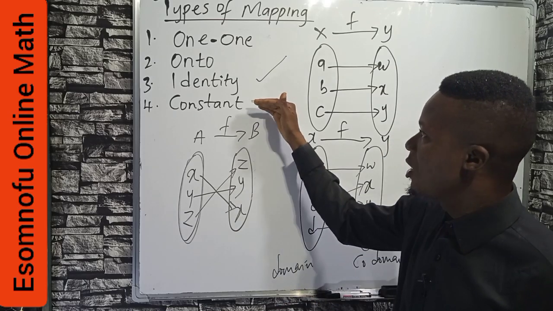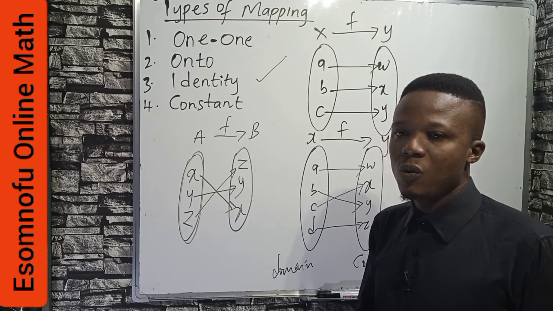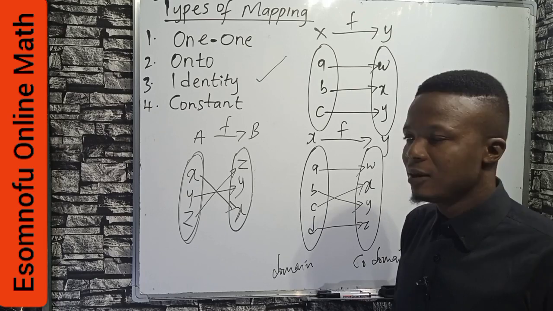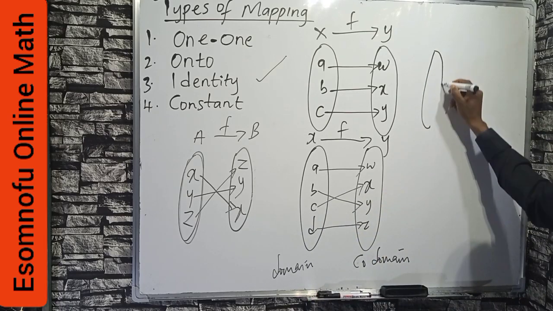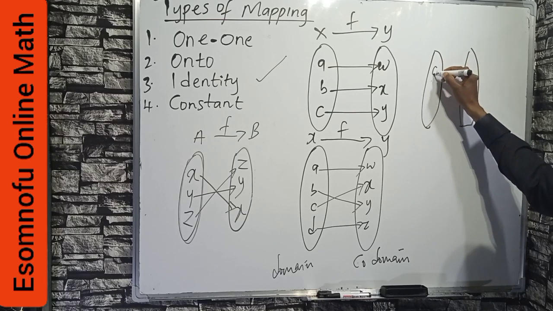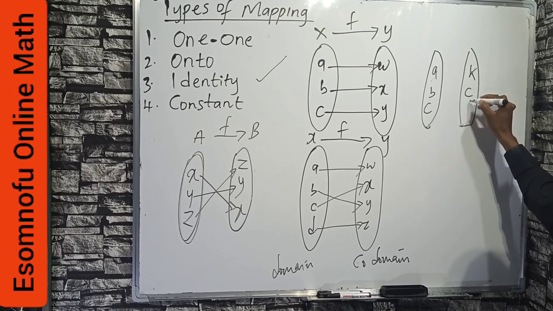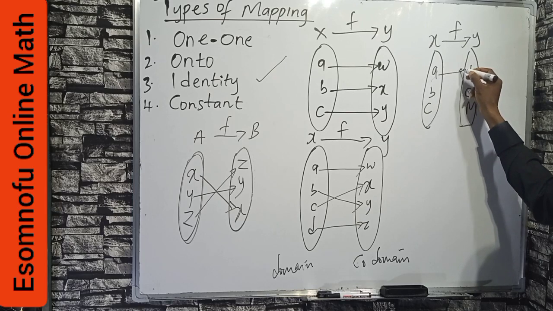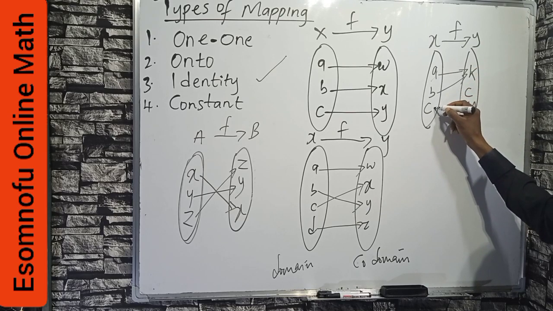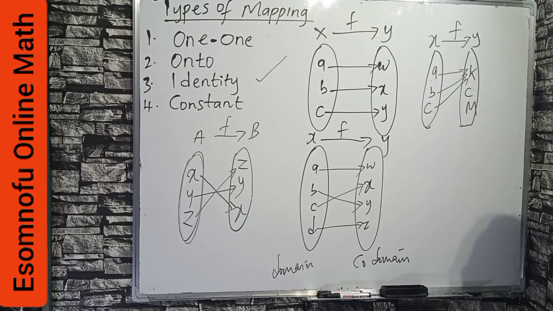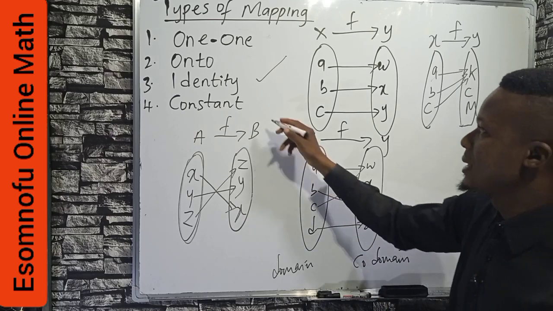Then finally, we have a constant mapping. A constant mapping occurs when every element in the domain is mapped to a constant element in the codomain. For example, now, if you take a look at this and you have A, B, C, you have K, C, M, for instance, X is mapped into Y. A is mapped into K, B is mapped into K, and C is mapped into K. All the elements of the domain are mapped into a constant element in the codomain. We say that this type of mapping is a constant mapping.